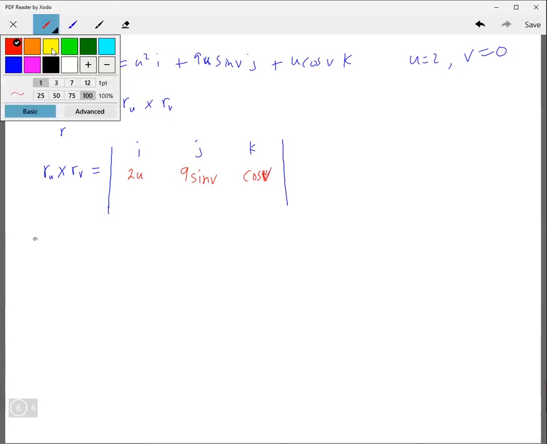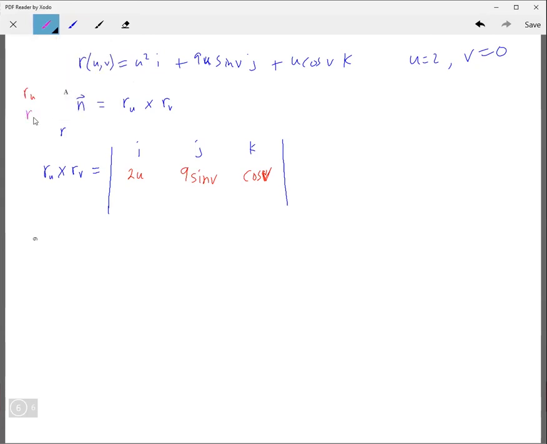And then you do the partial with respect to v. That's going to be, oh yay, 0. That's good. Then you have 9u cosine v. And what's this? Negative u sine v. Okay, so we have that. That's interesting.